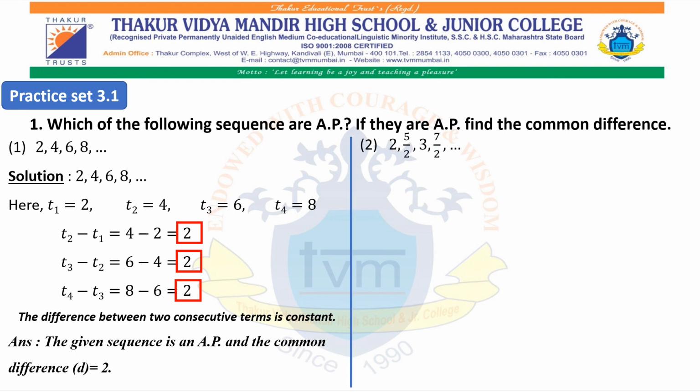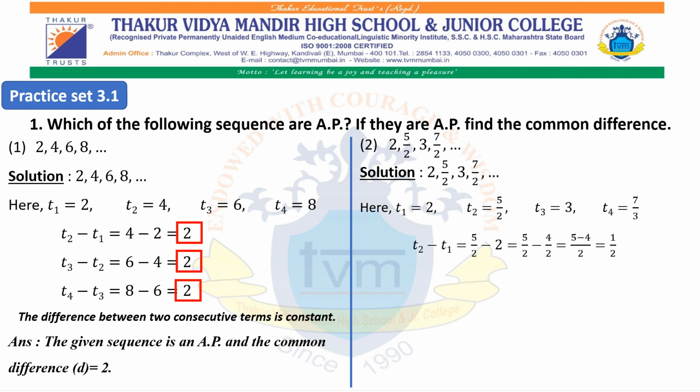Let us start with the second sum. The sequence given here is 2, 5 upon 2, 3, 7 upon 2, and so on. Again 4 terms they have given. We will specify them as T1, T2, T3, T4. After specifying them as T1, T2, T3, T4, let us find out the difference between the two consecutive terms.